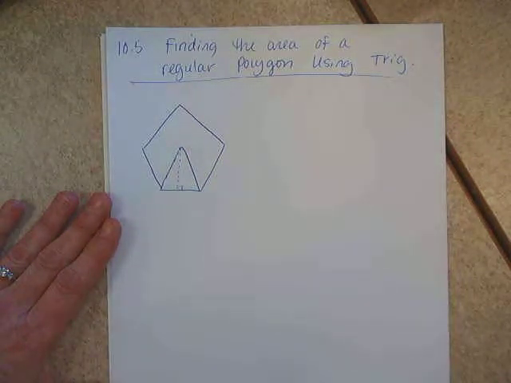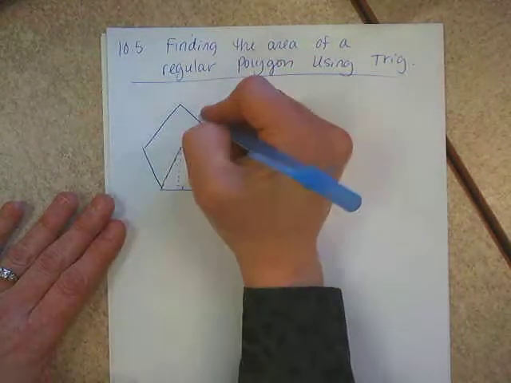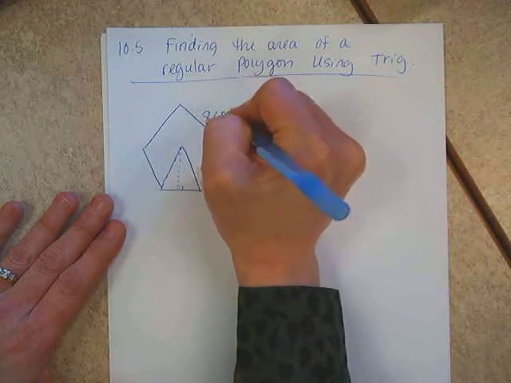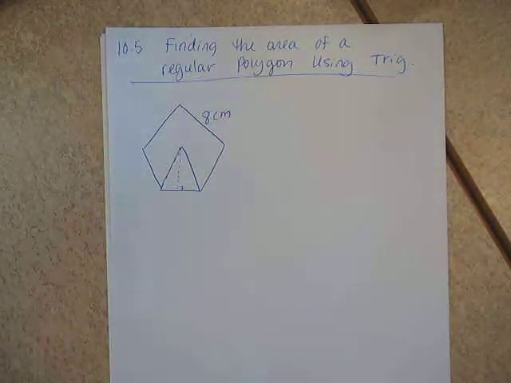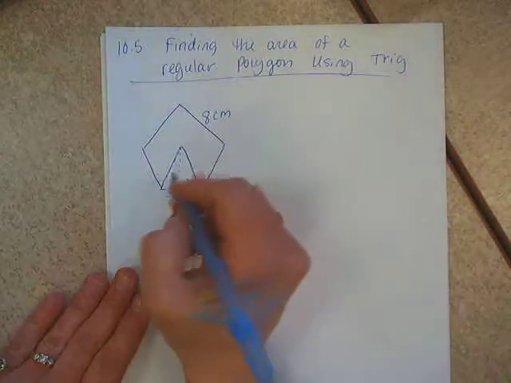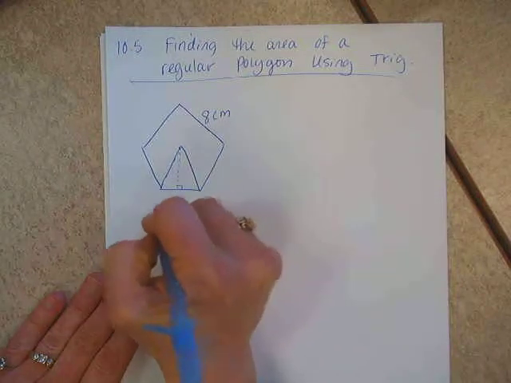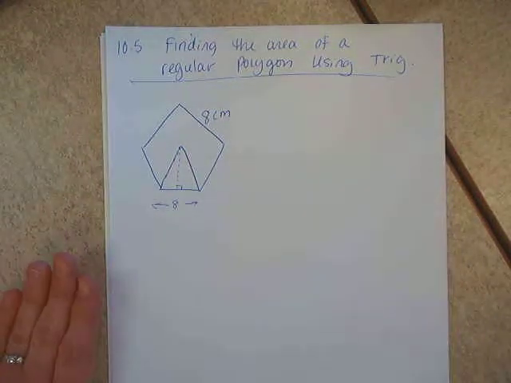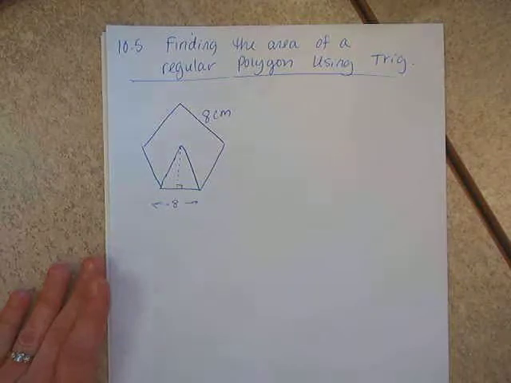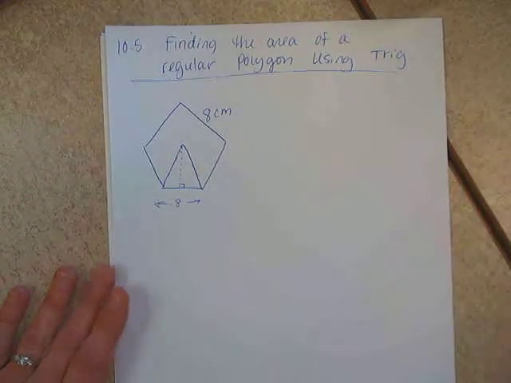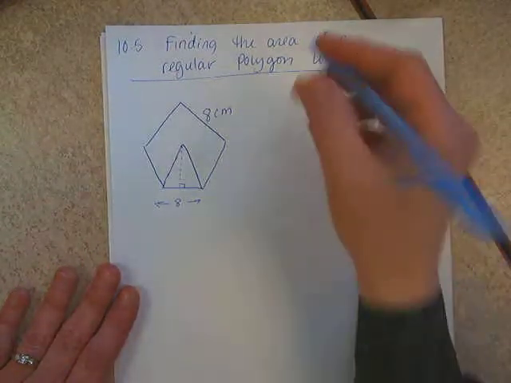Okay, but if the only information that they give us is a side length, for instance, a pentagon with a side length of 8 centimeters, then we need to find the apothem. Okay, so this is still 8, but we no longer have the 30, 60, 90 to work with.